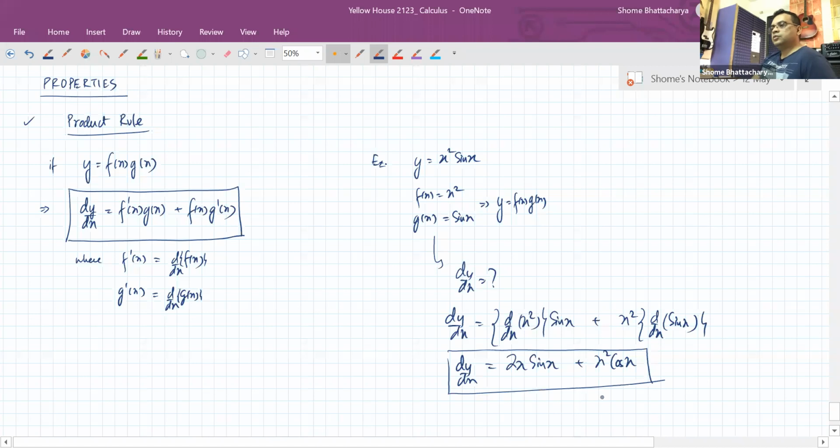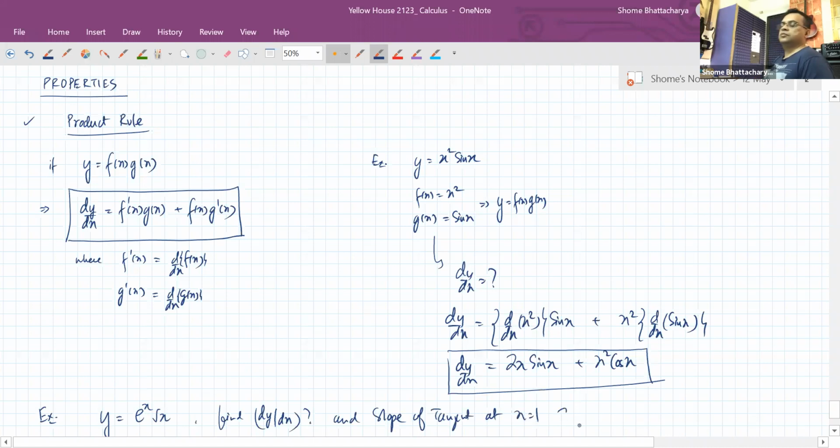Okay, so just write this down along with the example, and having written this down, you can try another example out. y is equal to, let's say, e raised power x into square root of x. Find dy by dx and the slope of the tangent at x equal to 1. So just try out this question, people.